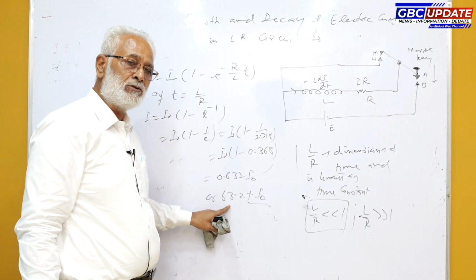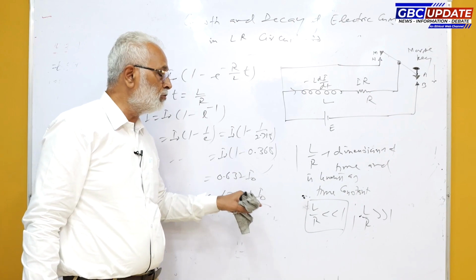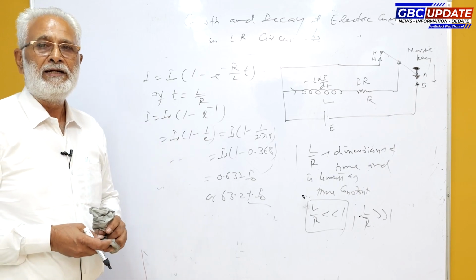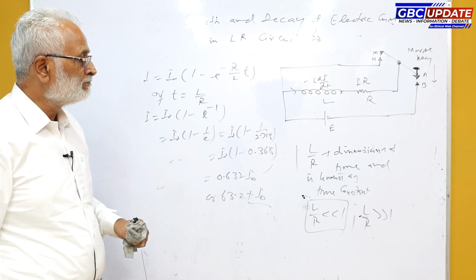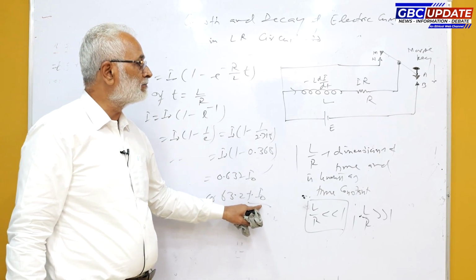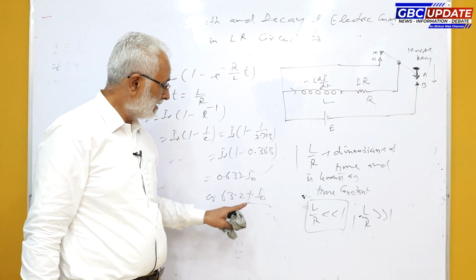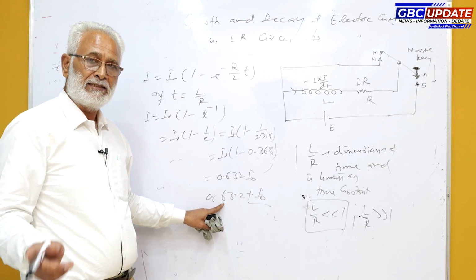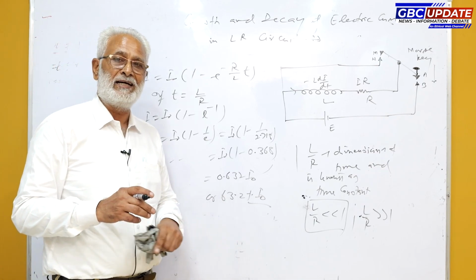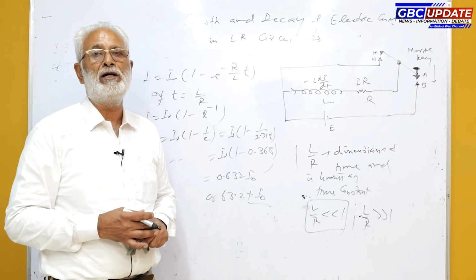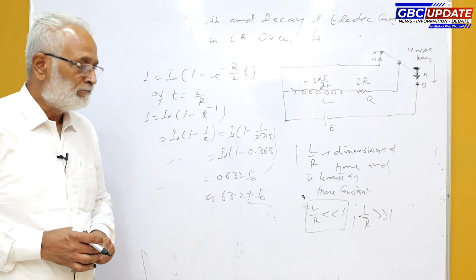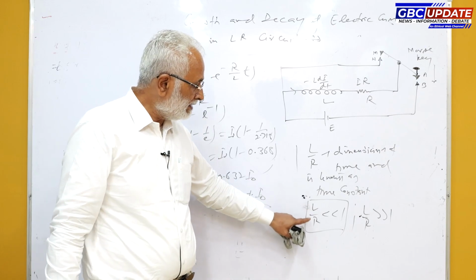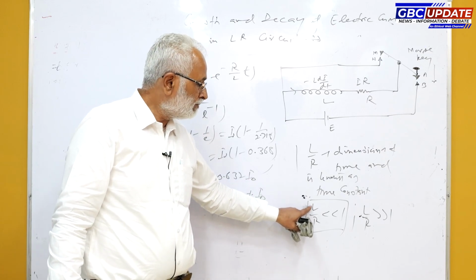current rises to 63.2% of its maximum value, almost 2/3 of its maximum value, or the saturation current or that of the constant current. So time constant of LR circuit may be defined as the time in which the current rises up to 63.2% of its maximum value, and time constant is the ratio L over R.